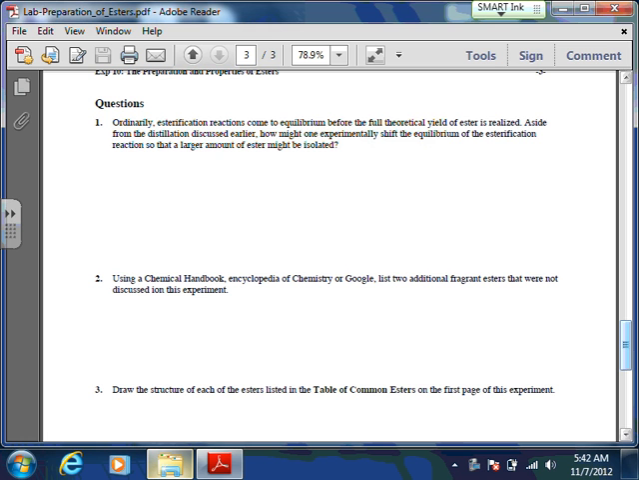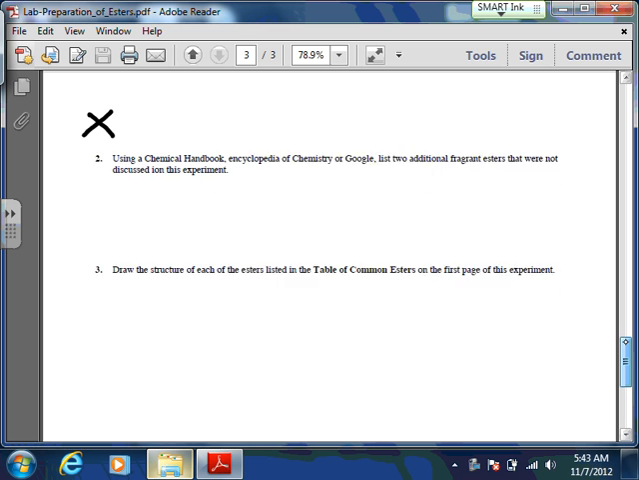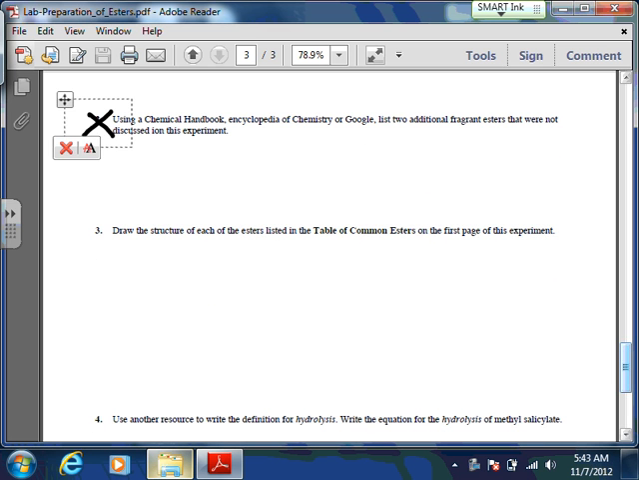Number one, you do not have to worry about, because number one is asking about equilibrium and something called Le Chatelier's principle that we are not going to discuss until second semester. So you don't need to worry about that yet. Just skip number one. The rest of these will give you plenty of trouble. It says using a chemical handbook, list 2 additional fragrant esters that were not discussed in this experiment. That's what that's supposed to say.